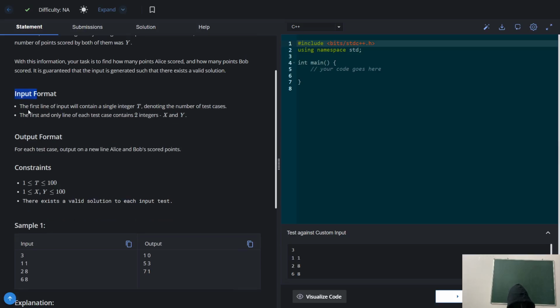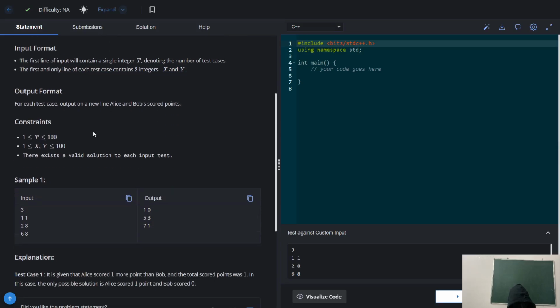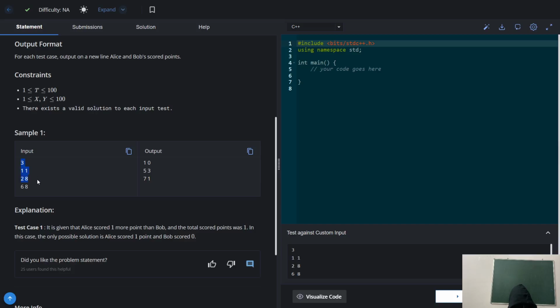So, the input format. In the first line of input we will have the test cases, and for each test case we have two integers, X and Y. At the end we'll have to output Alice's and Bob's scores. So let's take the examples one by one and understand. They have given three examples.